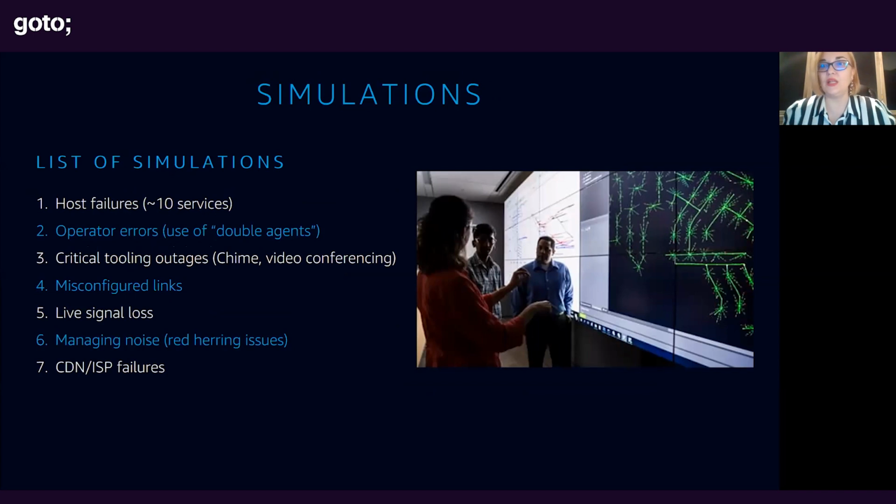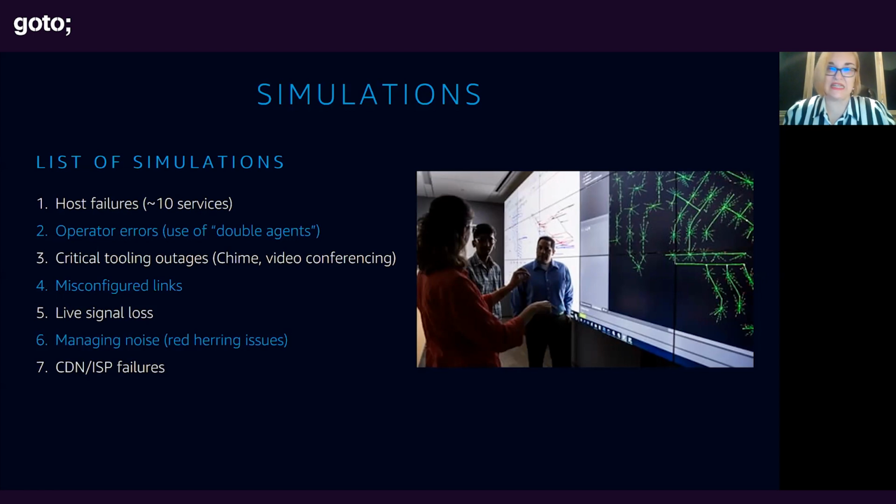In blue, these were simulations where you don't have to have the technology. They were process things that you can easily do if you don't have the tech yet. For example, an operator error, cut and paste, be it in a marketing tool or some customer-facing content. People under pressure make mistakes, and very often you can see cut and paste errors. So you can simulate that. Misconfigured links, again, you can simulate that.